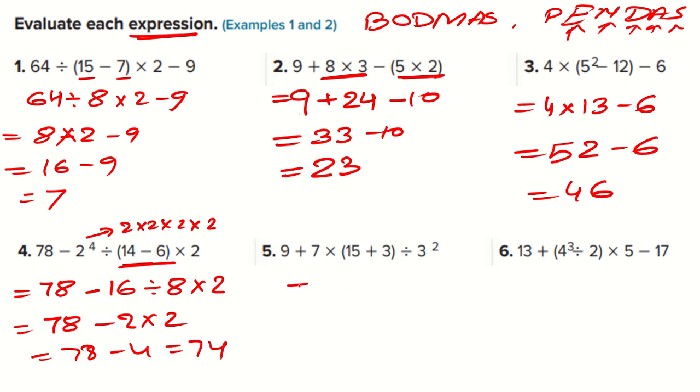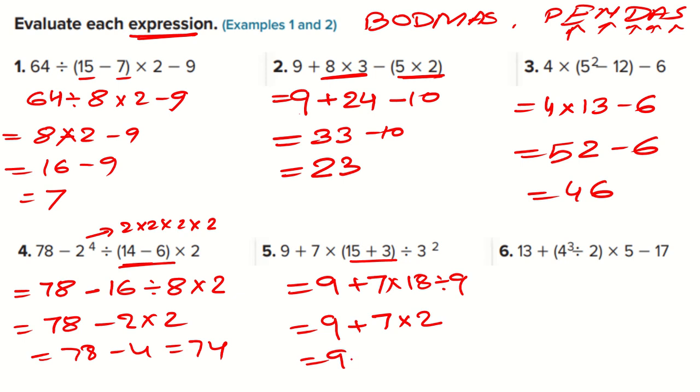Okay. Now 9 plus 7 multiply 15 plus 3, 18 divided by 3 square means 9. Now division will be done first. So now you see here, you can multiply 18 and 7 also, but in that case you will have a bigger number. So I don't want you to waste your time in calculating the bigger number. So just divide it first. So 18 divided by 9 is 2. Now 7 multiply 2 is 14, and 14 plus 9, 23. This is the answer. Okay.